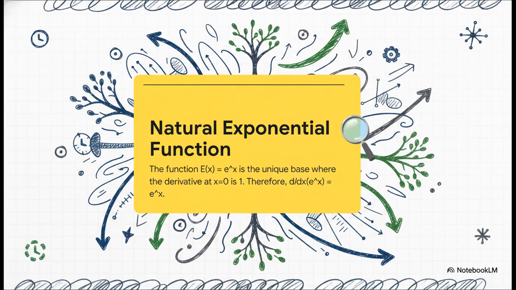And this gives us our first huge breakthrough. The natural exponential function, e to the x, is special. It's the only exponential function whose tangent line at x equals 0 has a slope of 1. And that means its derivative is just e to the x. It doesn't change. This function is its own rate of change. That is a wild and incredibly important idea in math.